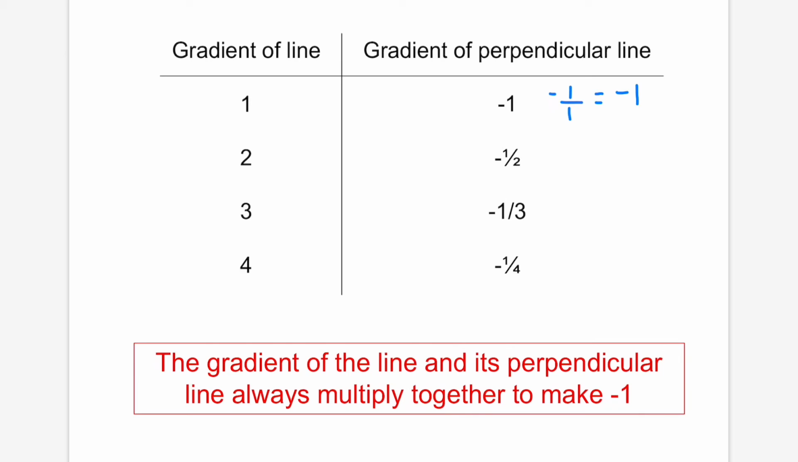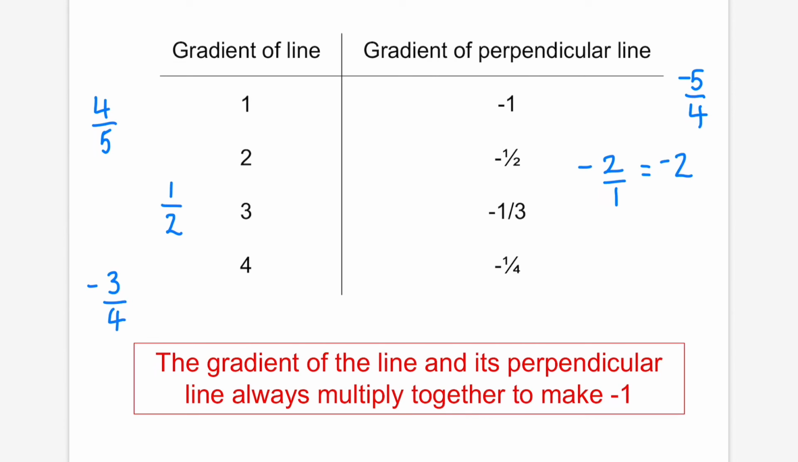So for example, if I added a few more into here, if I had 1/2, the negative reciprocal of that would be -2/1, or -2. If I had 4/5, then the negative reciprocal of that is -5/4. If I had -3/4, then it would be 4/3. So each time, if it's perpendicular, it's the negative reciprocal.